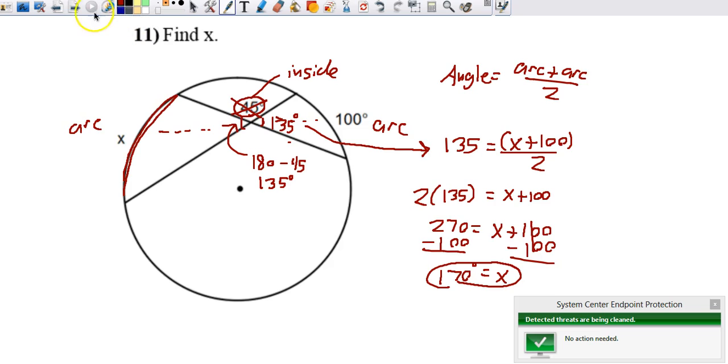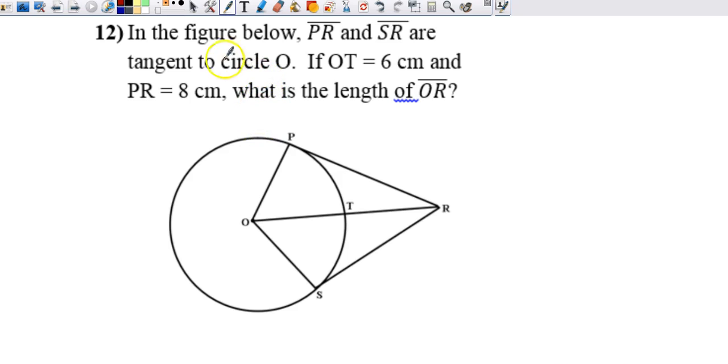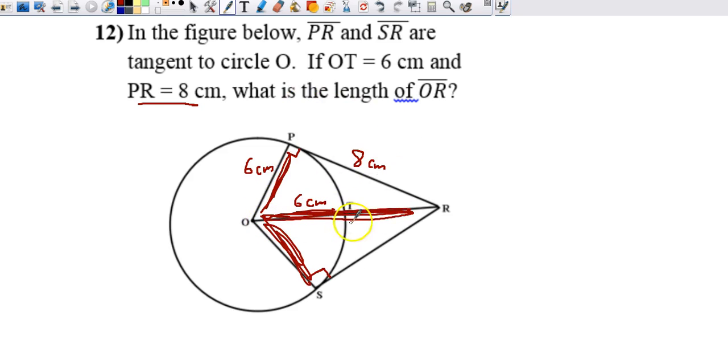All right, question number 12. All right, in the figure below, PR and SR are tangent. Tangent means that those lines are going to make right angles with the radius. PR is 8 centimeters. OT is 6. In this problem, what you want to do is write the radius in different spots so you can see the connection. And I want to know the length of OR. OR is the hypotenuse. Okay, so that's your C.